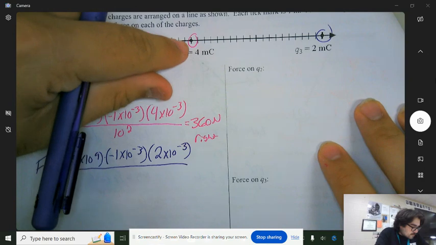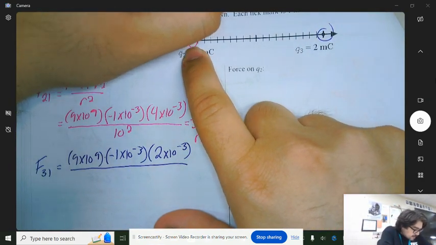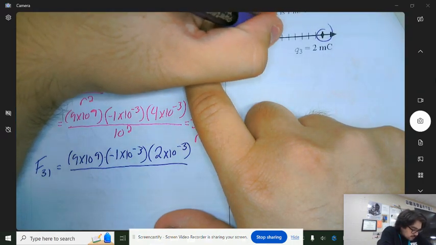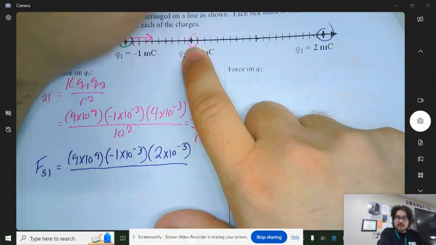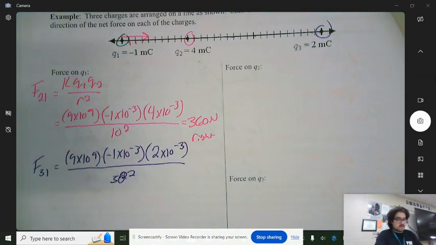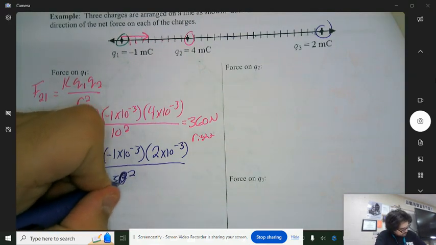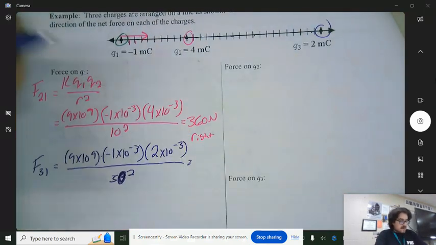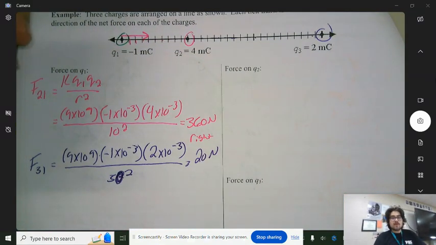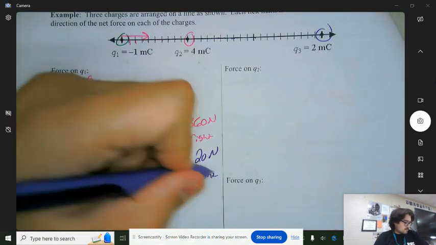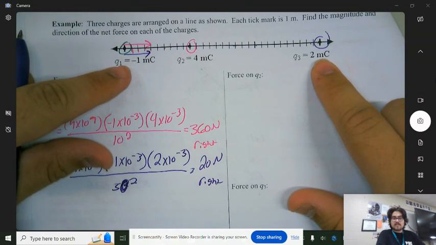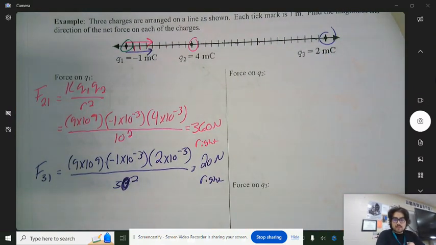1, 2, so it's 10 to get to there, 10, 11, 12, 13, 14, 15, 16, 17, 18, 19, 20, 21, 22, 23, 24, 25, 26, 27, 28, 29, 30. So it's 30 away, 30, not 32. And you should end up getting about 20 newtons, and this is going to pull, again, to the right. This will also pull to the right because it's also opposite sign.